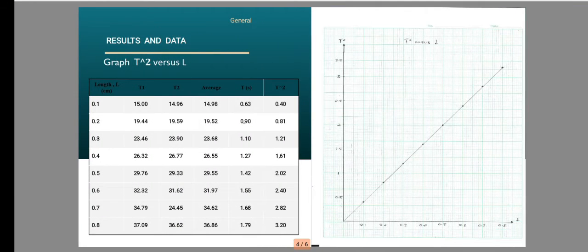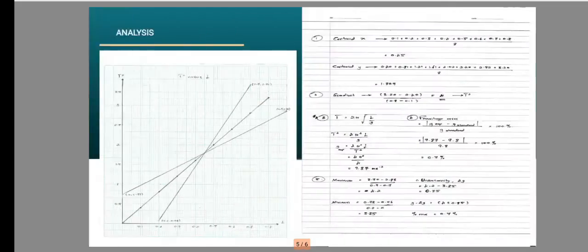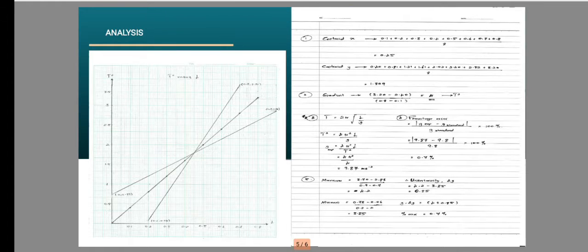We move to the result and data. Now we're going to see the data. The T, which is the periodic value, we gain from the formula T equal to 2 pi square root of L over g. So after we get the T value, the T squared value was also gained from it. And we're going to see after this the analysis of this experiment, where we can see there are 5 main things that will be explained.